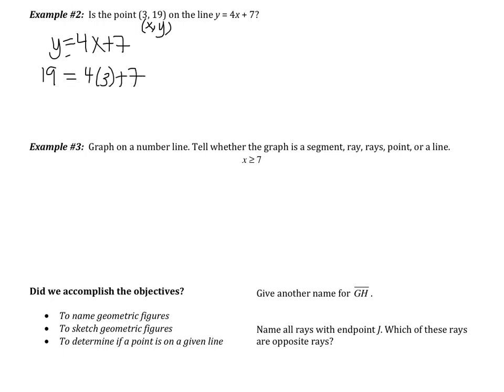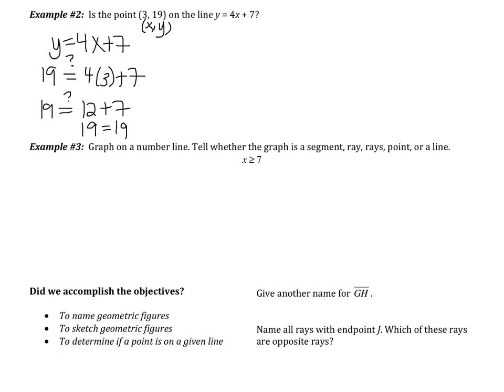Okay. I'm not sure if these are equal yet, so I'm going to put a little question mark over the top. That's what I'm trying to see. Are they equal? 4 times 3 is 12. Okay, so 19, is that equal to 12 plus 7? Well, yes, I have 19 equals 19.